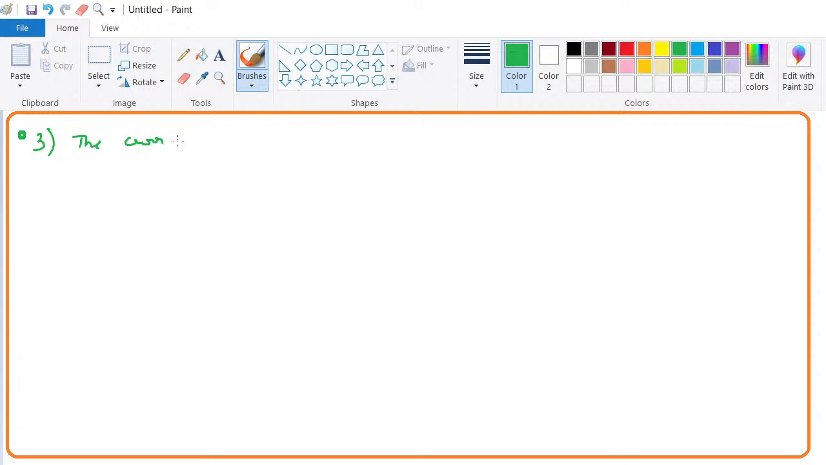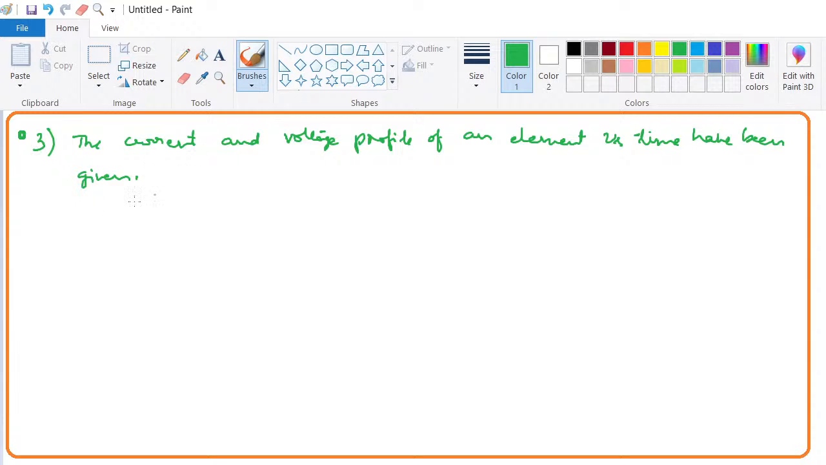Current and voltage profile of an element versus time have been given. So what is my aim? My aim is to determine the element and find its value. So I need to find the element and I need to find the value. What I need to do is draw the figure first. So these are the figures he has given.